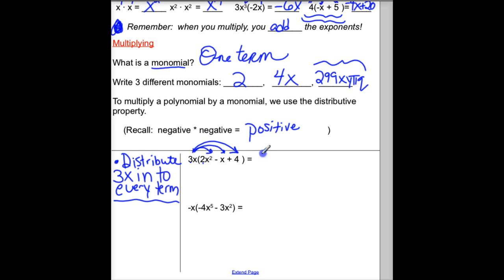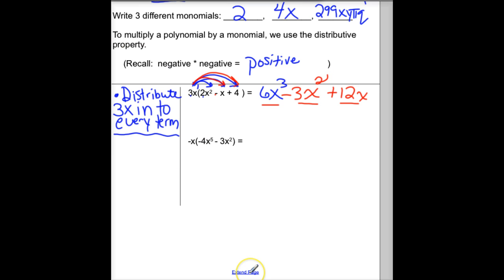We've got 3 times 2 is 6, x to the 1st times x squared is x to the 3rd. When I hop it in on the next one, I've got 3x times x is 3x squared, but I've got that negative in there and there's only one of them. So I have a minus 3x squared. I've got 3x times a positive 4, which gives me a positive 12x. You'll notice none of these combine because none of them are like terms. So it's basically just a matter of hopping and multiplying that lead monomial into the other polynomial.